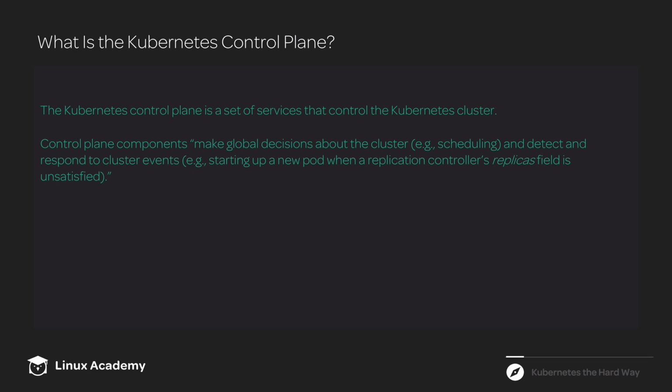And things like spinning up a new pod when the replicas field is unsatisfied, that's talking about something like autoscaling or when we're running a deployment. So if I run a deployment and I say I want 4 replicas of this particular pod and the Kubernetes cluster only has 3 replicas, it's the control plane that is responsible for saying, hey, let's go ahead and spin up 1 more replica so that we have enough replicas to satisfy that requirement. So the control plane is essentially just providing all the orchestration functionality for our Kubernetes cluster.